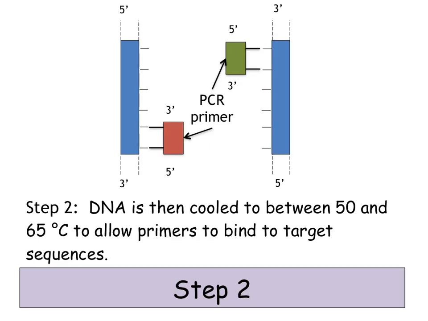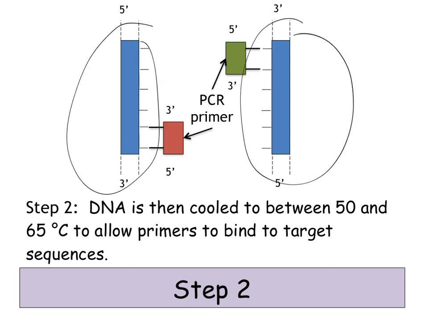Once you've got your two strands of DNA separated, here's one here and one here, the DNA is cooled to between 50 and 65 degrees Celsius, and primers are added to the solution. Now, these primers are there to bind to the target sequences. So in this case here, here's our target sequence here and here, and you'll see the primers binding at the start and at the end of the target sequence.